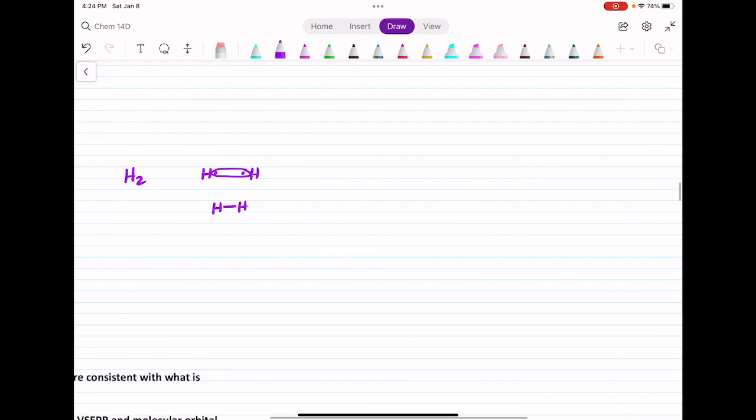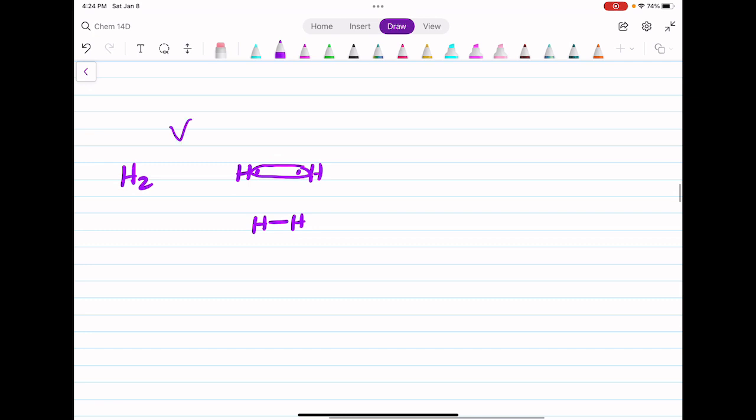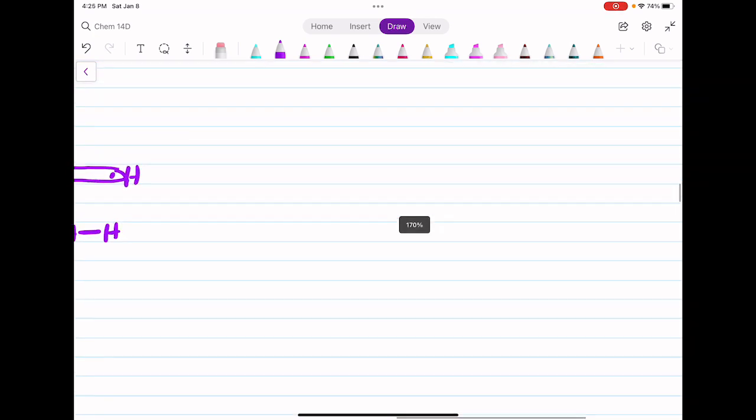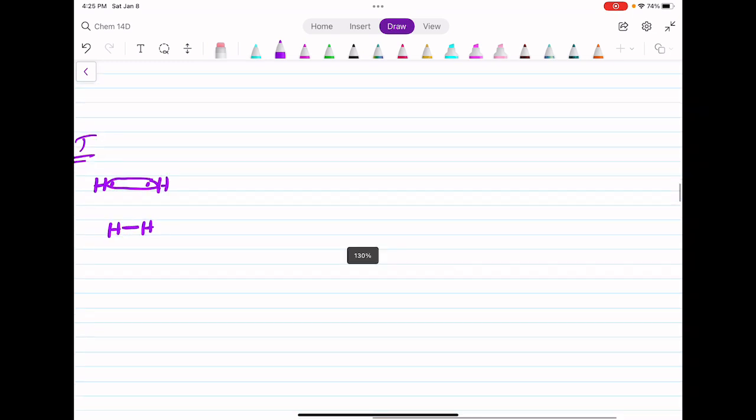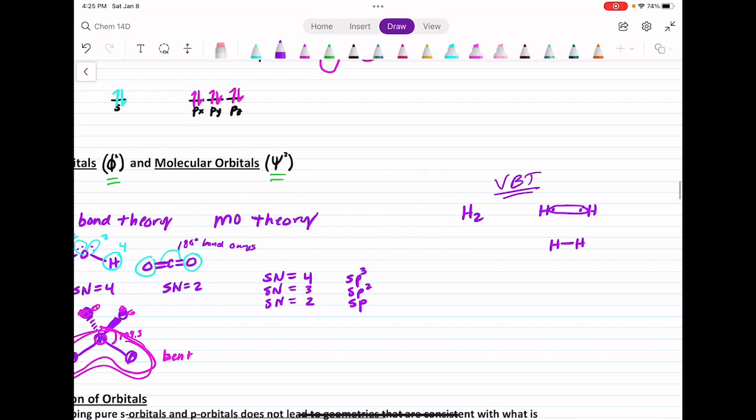So let's do the same. Let's do now the molecular orbital theory treatment of H2 as an alternate way to describe its bonding. So this is our valence bond theory description, and then we're going to do our molecular orbital theory description. So molecular orbital theory says that we are going to combine the atomic orbitals, mathematically combine their wave functions to provide a molecular orbital. So let's backtrack just a little bit.